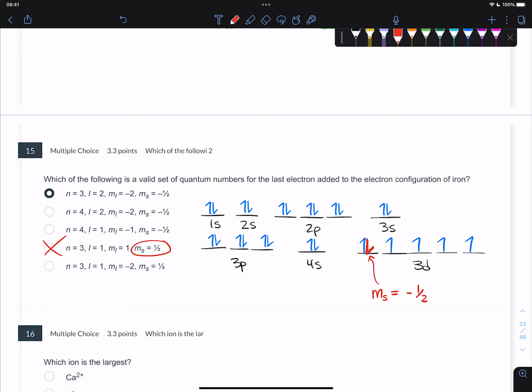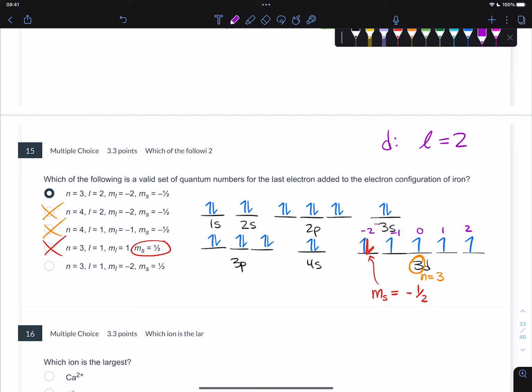Let's take a look at N. That one's always pretty easy. So we have that clearly the last electron for iron resides in the 3D, which means that N is equal to 3. So N equals 4 is out. Now we have this issue of which L is it? So as a reminder, if you look at the orbitals for D, we know that for D, it's denoted by L equals 2, which means that the orbitals are going to run from -2, -1, 0, 1, and 2.